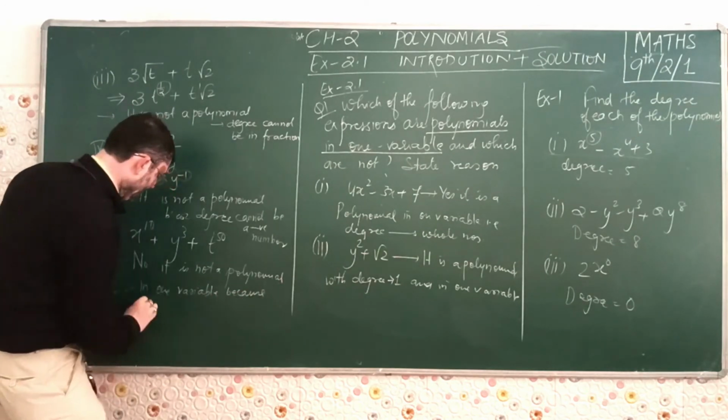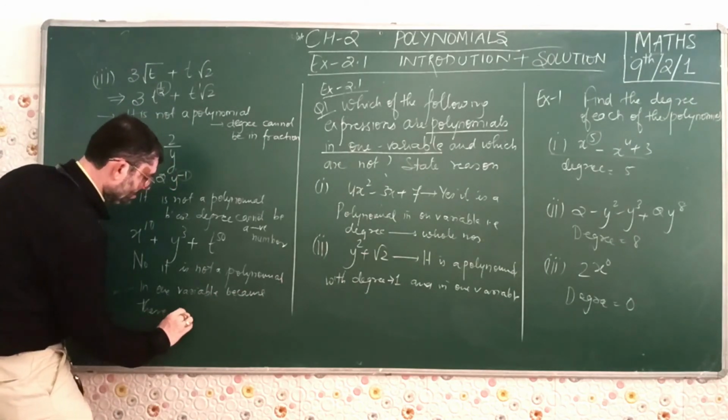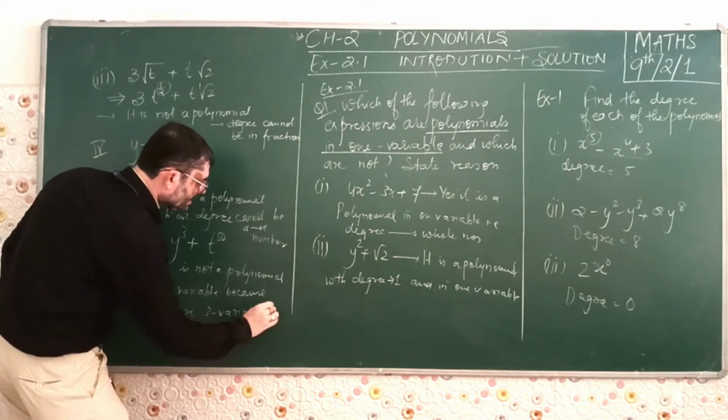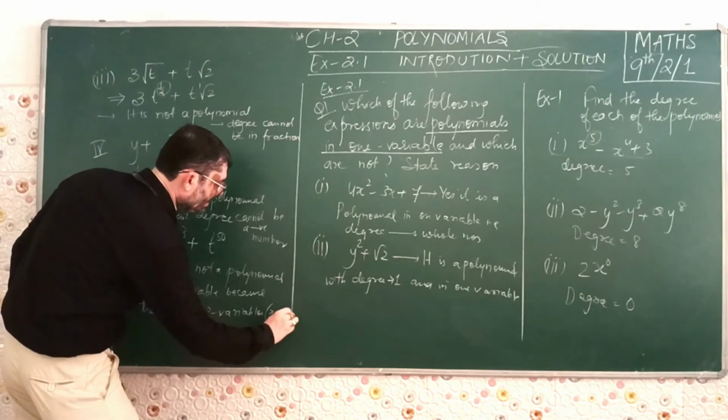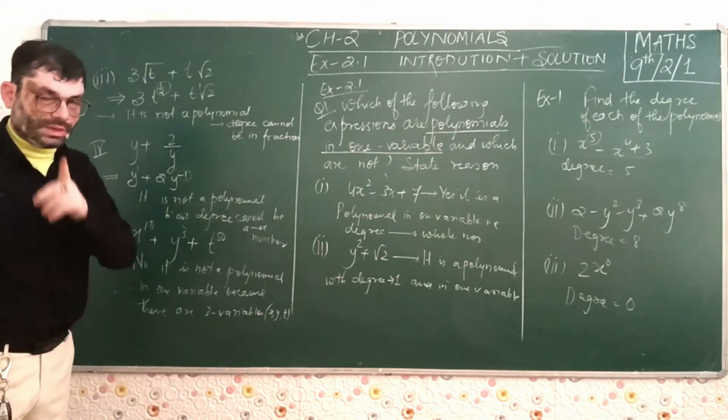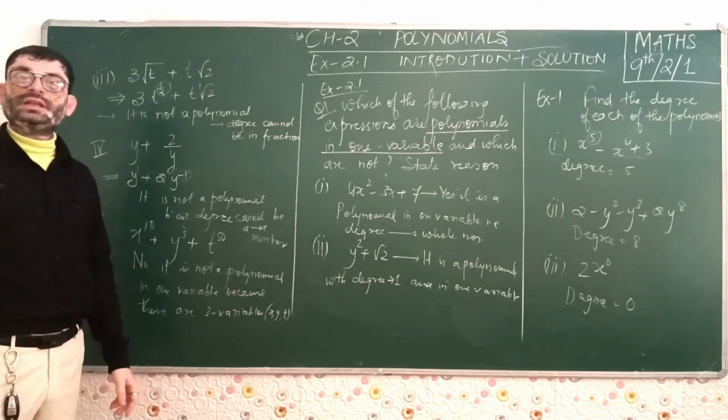What are the 3 variables? The 3 variables are x, y and t. So we can say this is a polynomial, but this is not a polynomial in one variable because there are 3 variables.